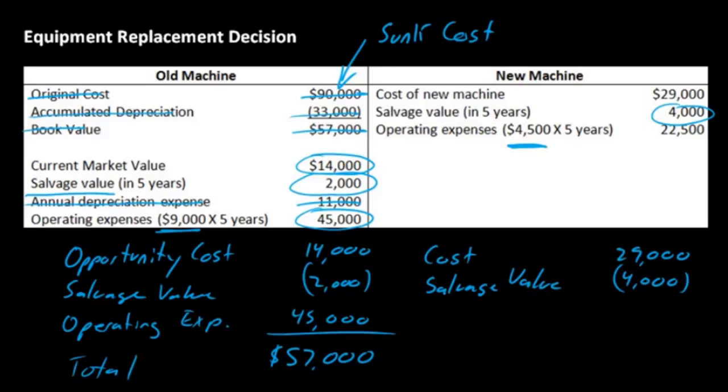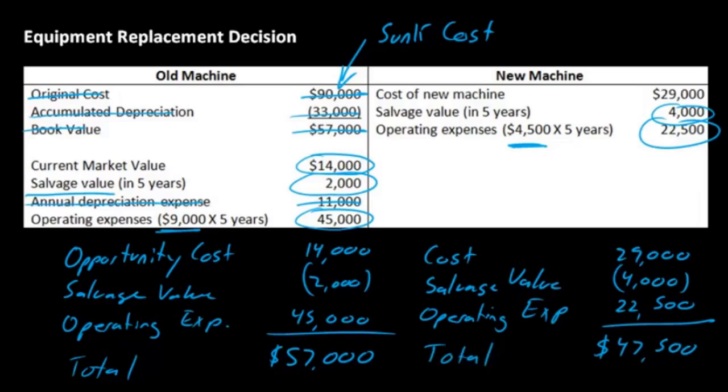And then we'll have to pay to keep this machine up, just like we did the other machine. But this machine is a lot cheaper to keep up since it's brand new. So it's only costing us $4,500 a year to keep up, for a total of $22,500. So the operating expenses to keep the machine running are just $22,500. So the total cost for the new machine is $47,500.